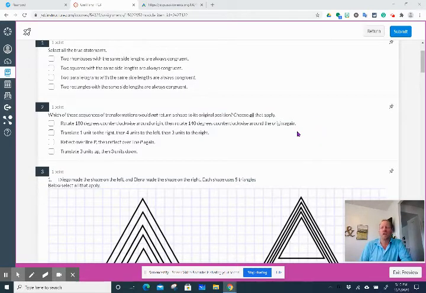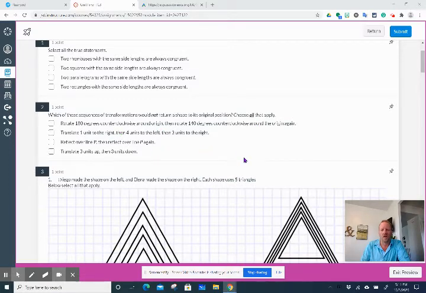Number 2, which of these sequences of transformations would not return a shape to its original position? In other words, if I used this, took something, moved it back, would it go back to the same place? Well, I know if I rotate 180 degrees, that's halfway around. And then I rotate 140 degrees. Oh, that's only 320. So it's not going to get back to its original position. The next one says translate 1 to the right, then 4 to the left, and then 3 back to the right. Well, I've used 4 to the right and 3 to the left. It got me back where I was.